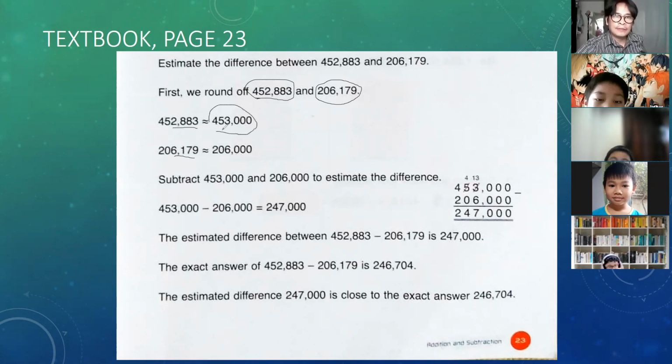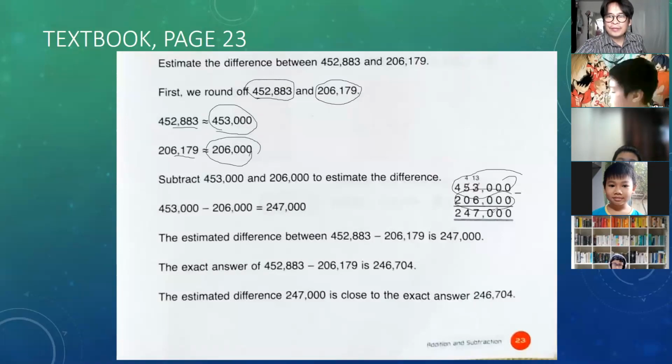This one. So this 206,000. Okay. So 0 minus 0 equals 0. 0 minus 0, 0 minus 0 equals 0. 3 becomes 13. 13 minus 6 equals 7. 5 becomes 4. 4 minus 0 equals 4. And 4 minus 2 equals 2.